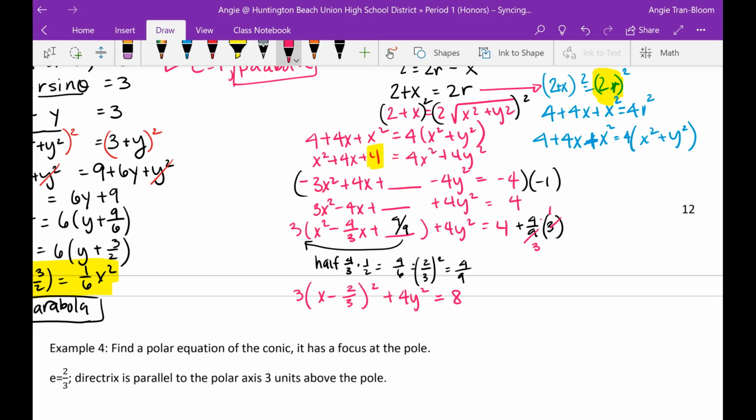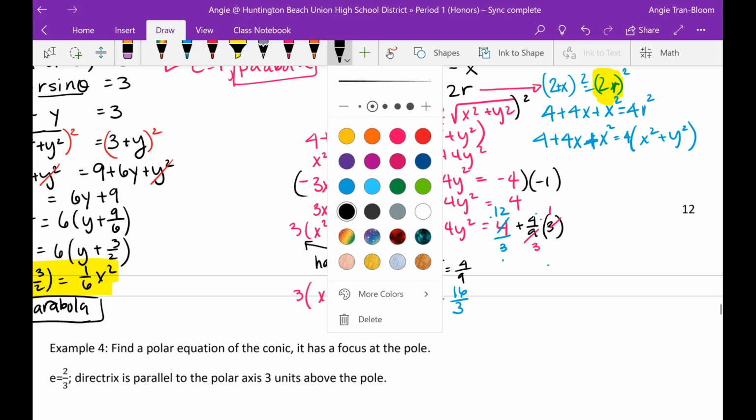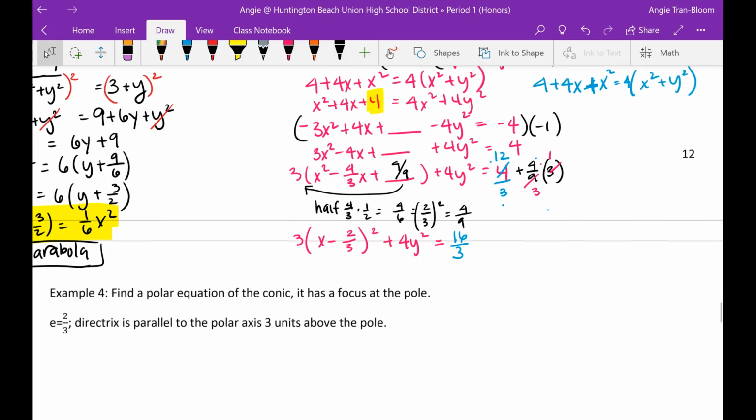Wait, no, not 8, sorry, common denominator, duh. Okay, so this becomes a 3, so that's really a 12. There you go. So 12 over 3 plus 4 over 3 is 16 over 3. Sorry, that was not 8. I got too excited with the whole number and then I just ignored the denominator altogether.